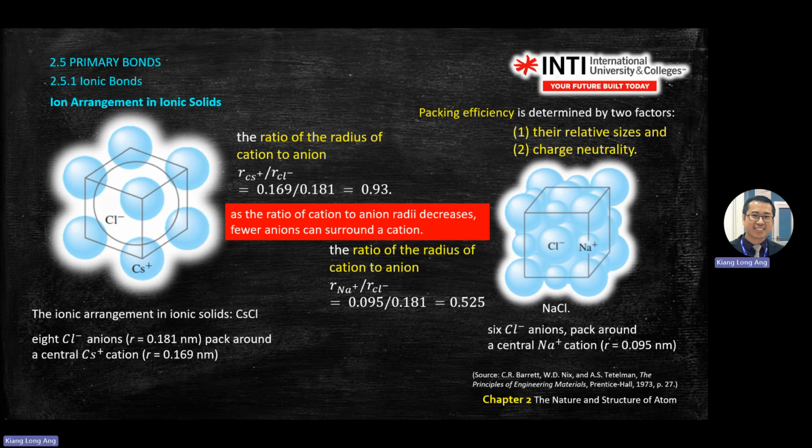So as the ratio of cation to anion radius decreases, fewer anions can surround a cation, right? So as you can see here, both are Cl. But if your positive radius value is decreasing, you see one is 0.169, one is 0.095. So when it decreases, it means fewer anions can surround a cation.